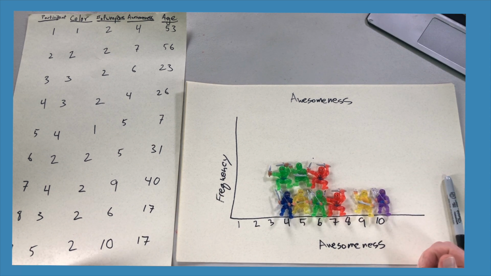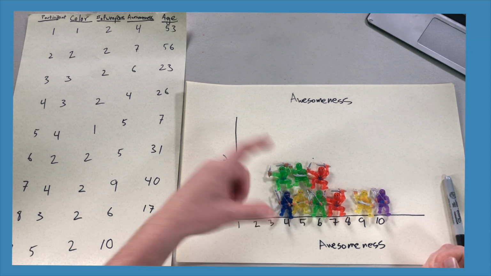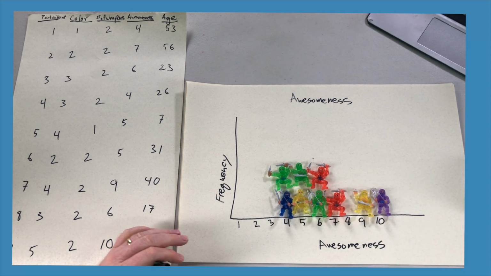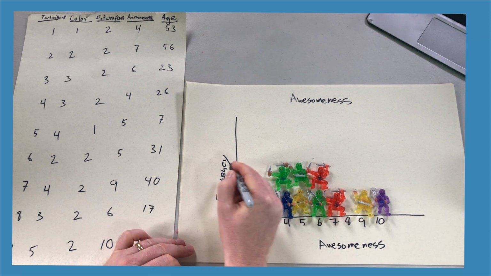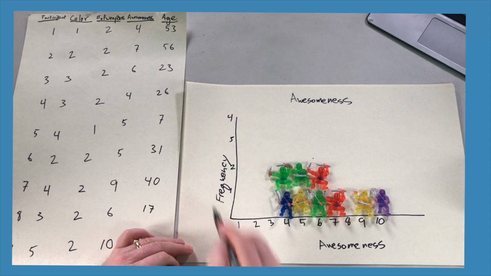Okay? So what is the frequency? What is the frequency of 4? It's just asking how many ninjas have an awesomeness level of 4. The frequency of 4 is 1, 2, 2 of them. The frequency of 4 is 2. So just like we did last time, let's go ahead and put some numbers here. 1, 2, 3, 4, right?